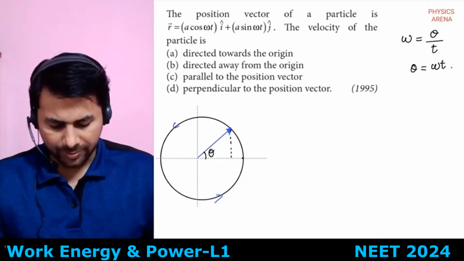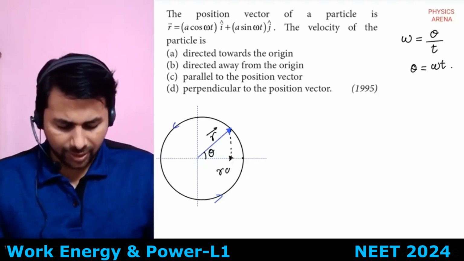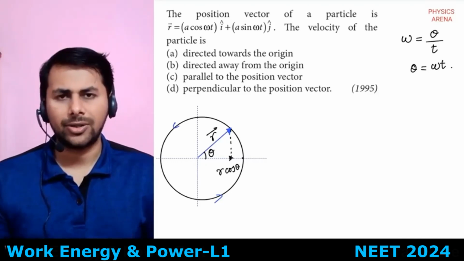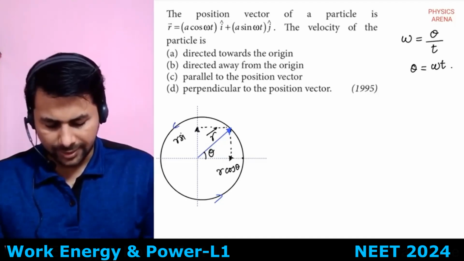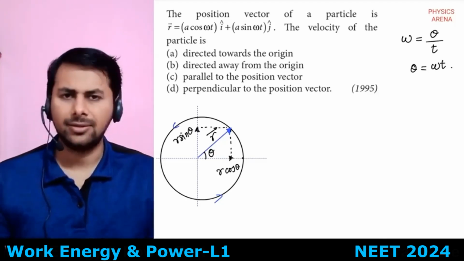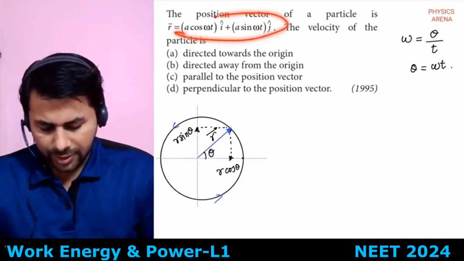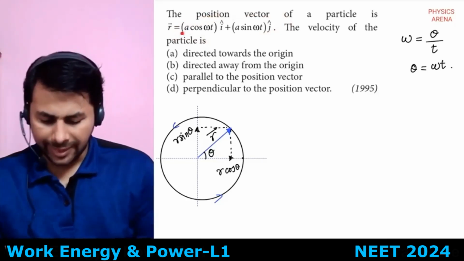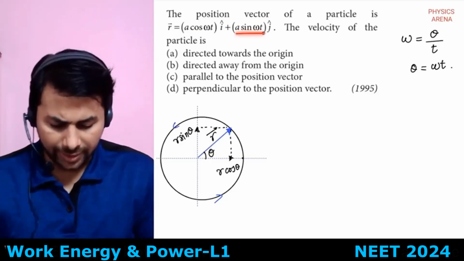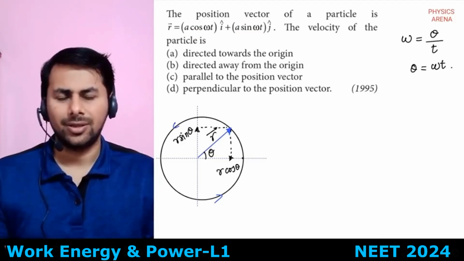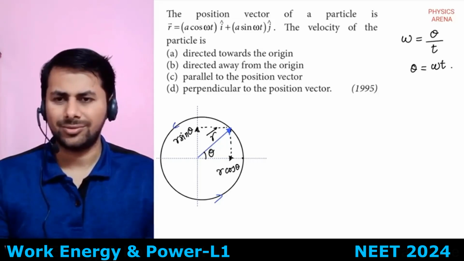Then the x component will be, this is r or r bar, you can say, it is r cos theta or r cos omega t. The y component is r sin theta, or you can say r sin omega t. So this is the radius vector, because the x component is a cos omega t, you can say r is equal to a, and the y component is a sin omega t. So this is the radius vector of a particle performing circular motion. Yes, no?